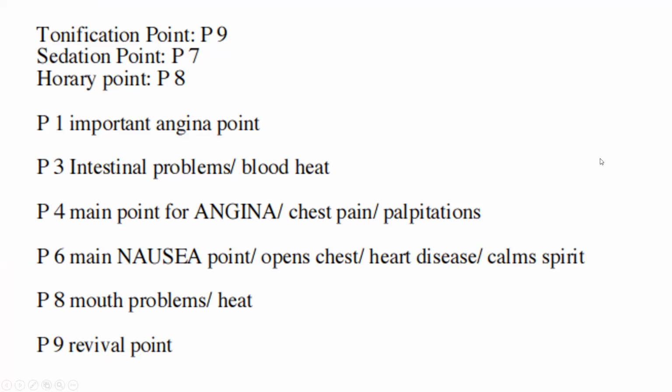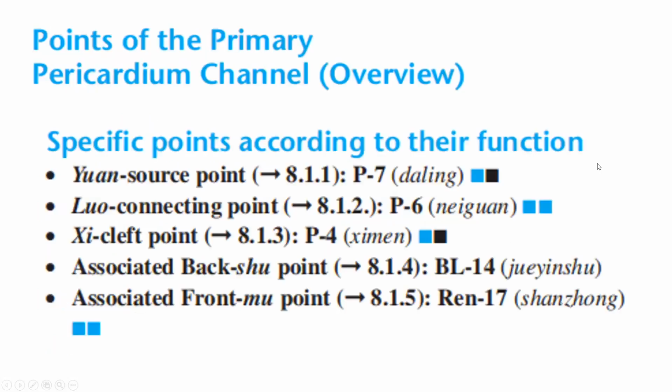P6 main for nausea point. Opens chest, heart disease, calms spirit. P8 for mouth problems, heat. P9 revival point. Points of the primary pericardium channel overview, specific points according to their function.